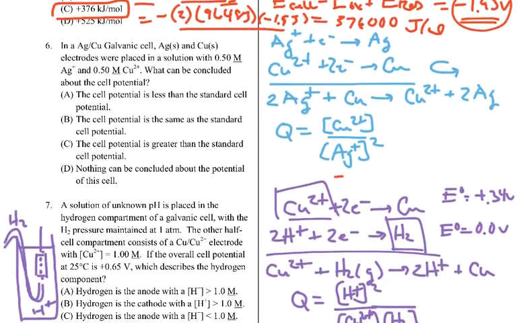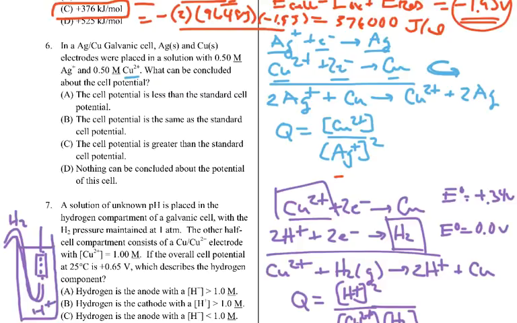Okay, number 6, we have a silver and copper galvanic cell, and they're placed in solution with 0.5 molar silver and 0.5 molar copper. What can be concluded? Well, first off, we have to do some background. Silver ions plus an electron becomes silver, and that has a higher potential than copper 2+, because copper 2+ plus 2 electrons becomes copper. So this second reaction is going to be flipped around. That's going to be my anode.